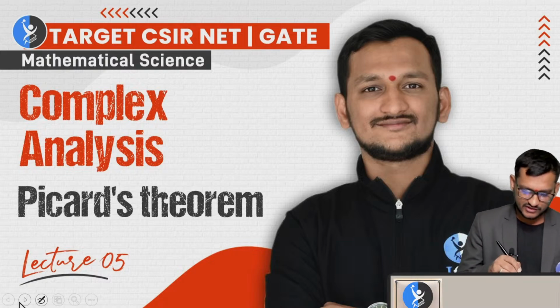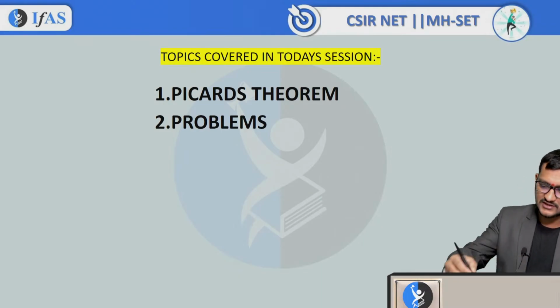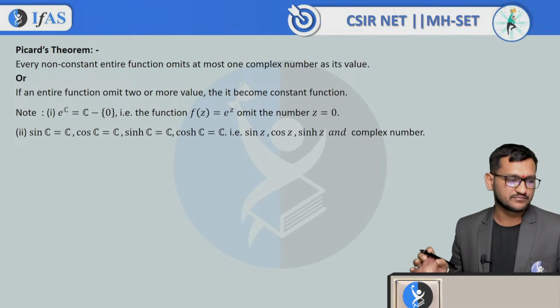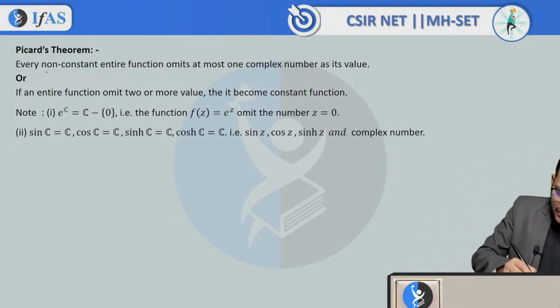So let's begin with the statement. What we are going to do in today's class is Picard's theorem and problems based on Picard's theorem. Let's start with the statement. Suppose we have a non-constant entire function. Then it omits at most one.